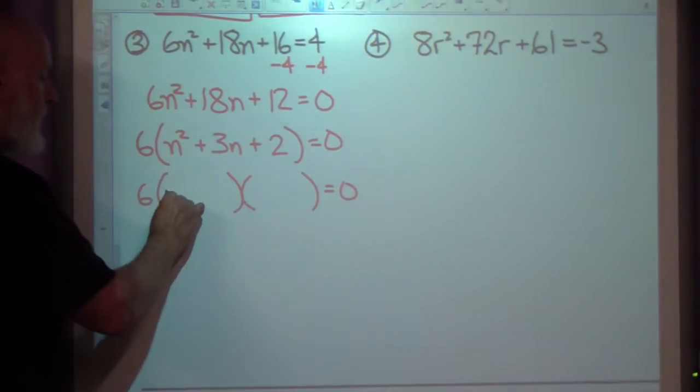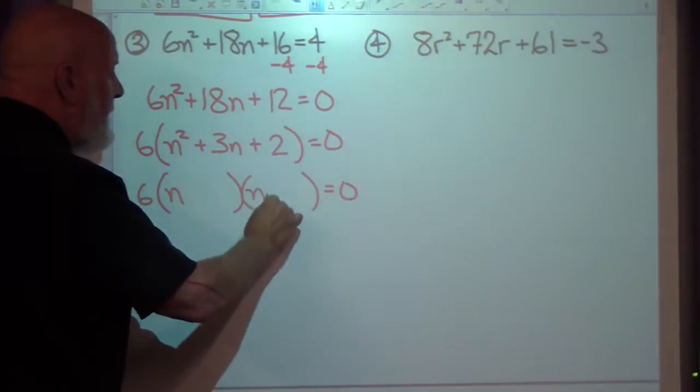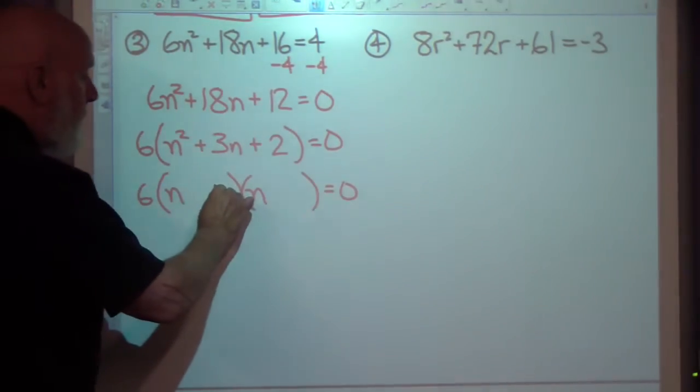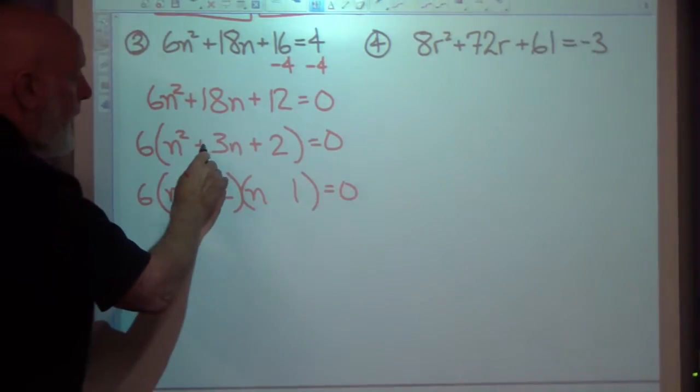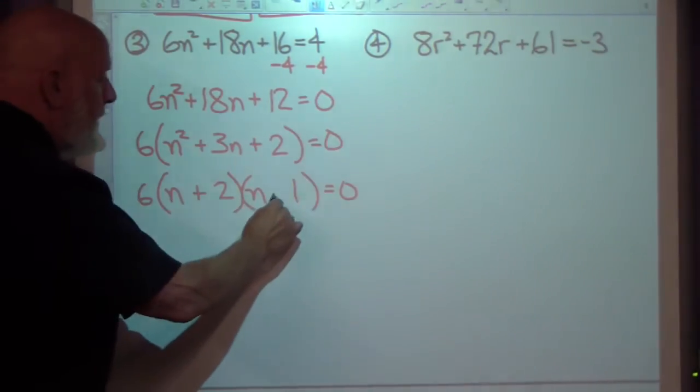We take the square root of this one, put it here and here. Factors of 2 that add up to 3 would be 2 and 1. 2 only has two factors because it's prime, and they will add up to positive 3 if they're both positive.